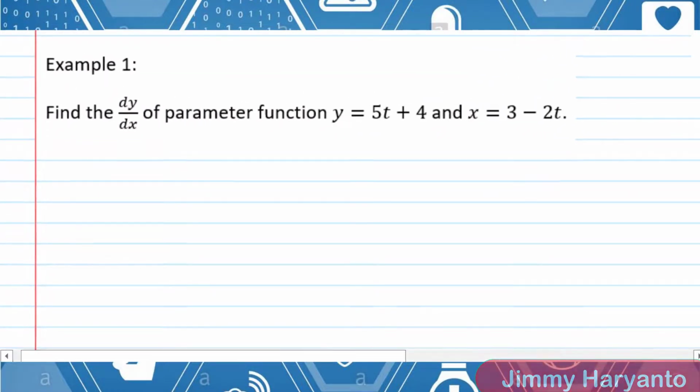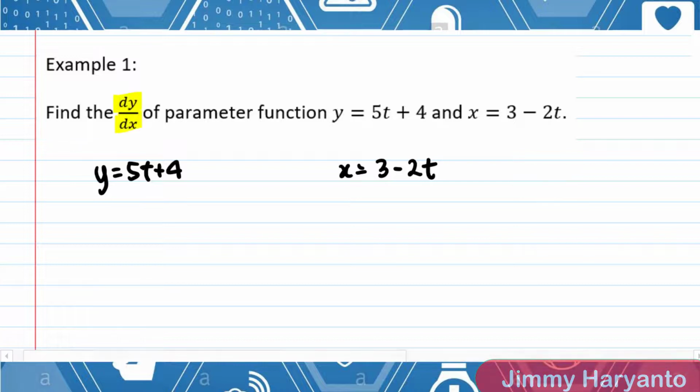Example 1, we have y equals to 5t plus 4, and then for the x we have 3 minus 2t. Yeah. So the question is find the differentiation of this function, yeah, in terms of dy over dx. So as you can see, we have another variables t. That means we can differentiate the y with respect to t. Yeah, that means we have to see the t as a variables. That means 5t will become 5, and then the 4 will become 0. Yeah, we don't write the 0.